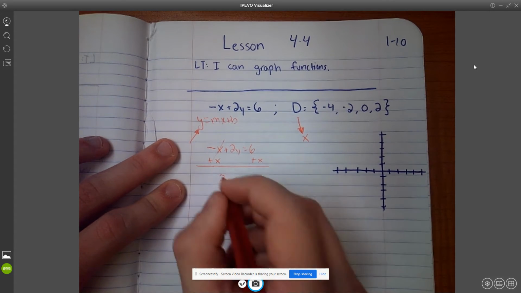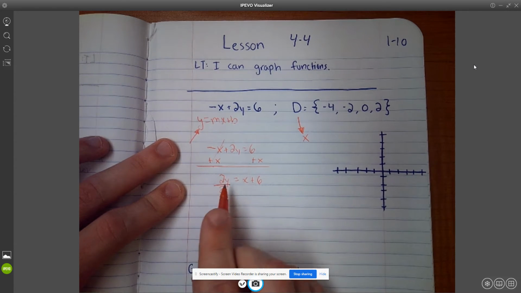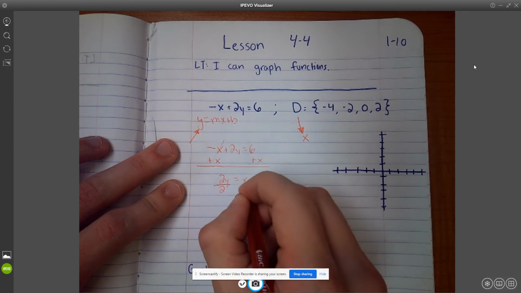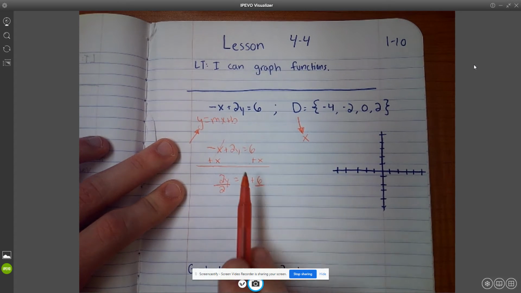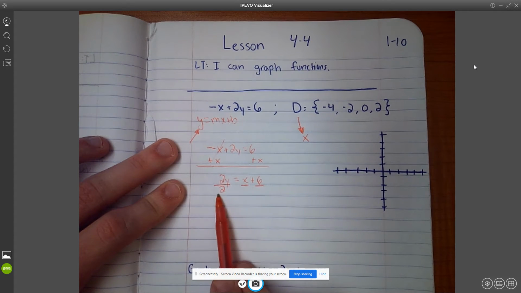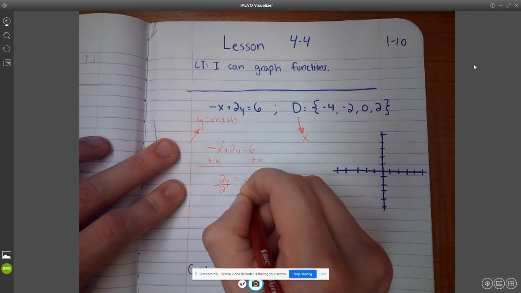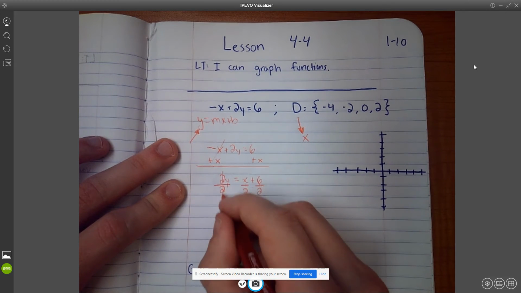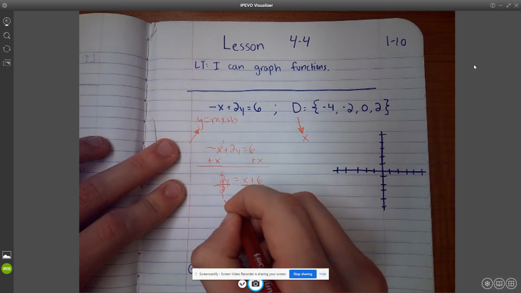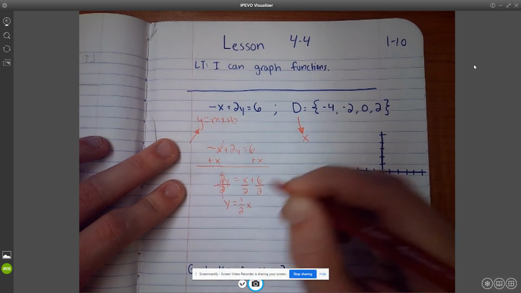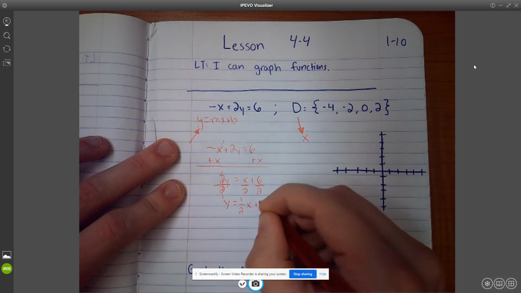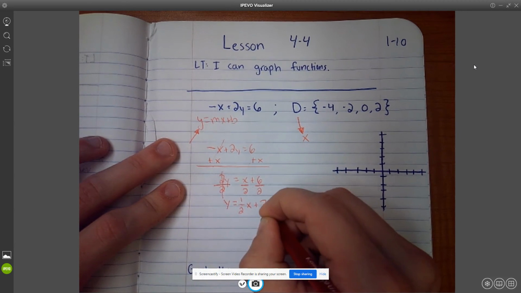Now we have 2 times y, so we have to do the opposite. We got to divide by 2. We do it to one side, we have to do it to the other. Since we can't combine x and 6, we're going to divide both of them by 2. These cancel, and we end up with y equals x divided by 2, or 1/2 x is a better way to write that, plus 6 divided by 2, which is 3.